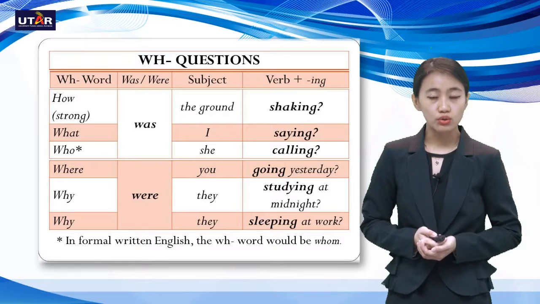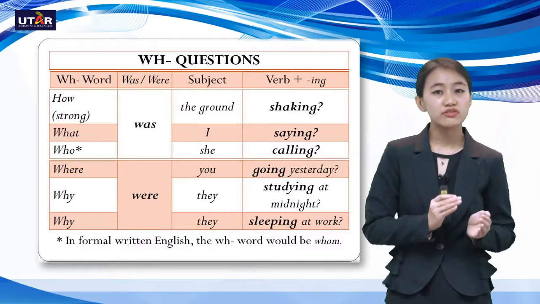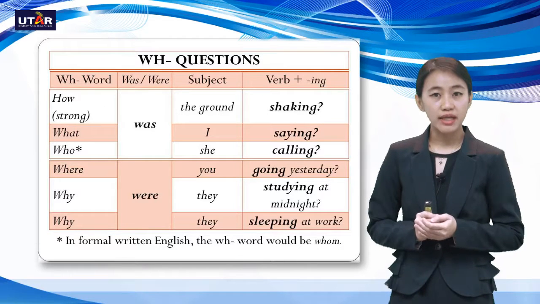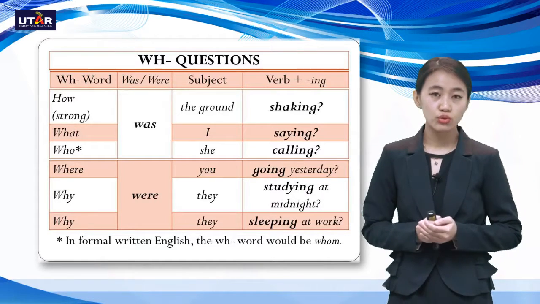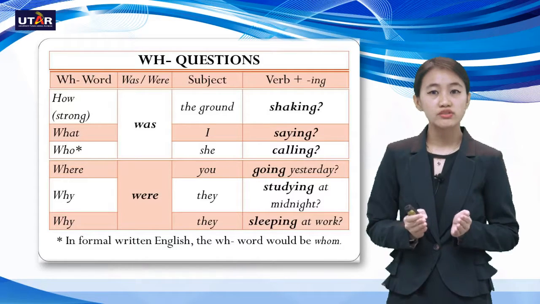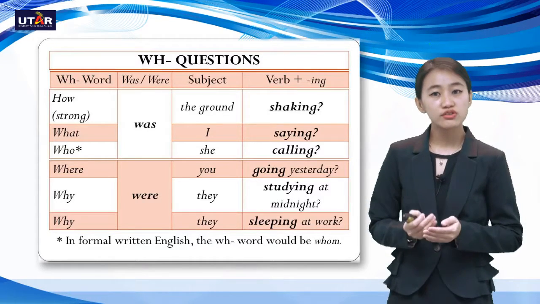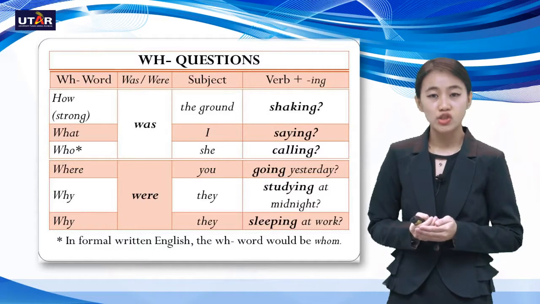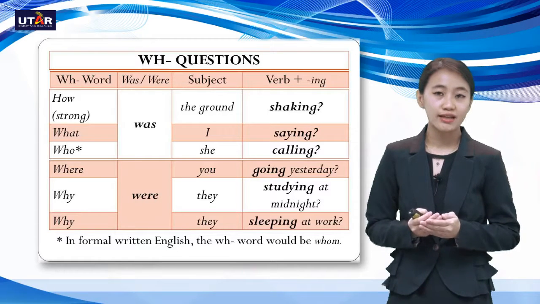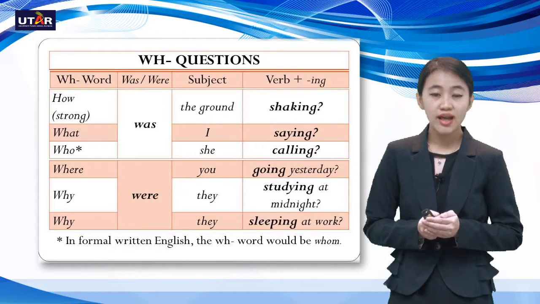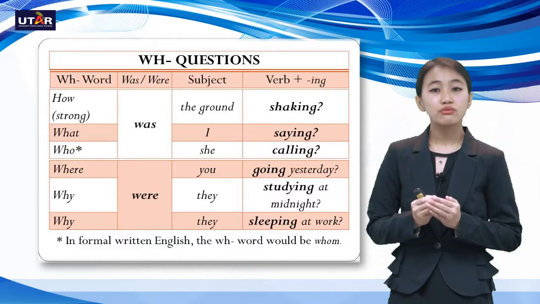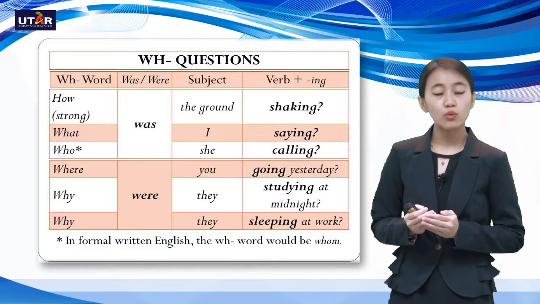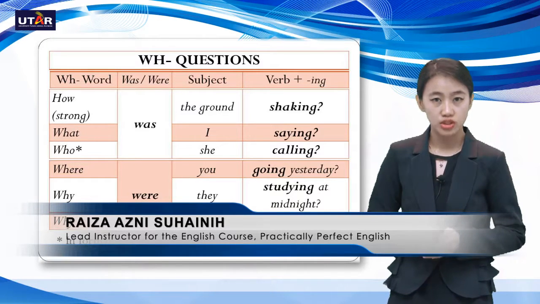Now, if you take note of the structure here, you have WH question, was or were, subject and main verb. So quite similar to your question form, you have was or were, your auxiliary verb, your subject, and followed by your main verb, which is verb followed by ing. So all you have to do is add the WH question word first, then auxiliary verb, then subject, then only your main verb, which is verb with ing.